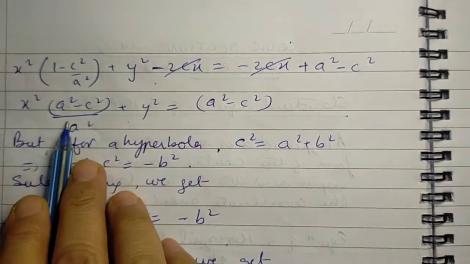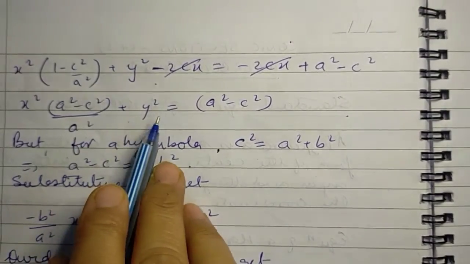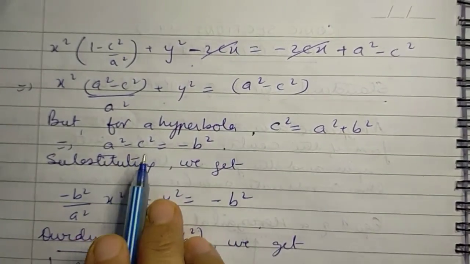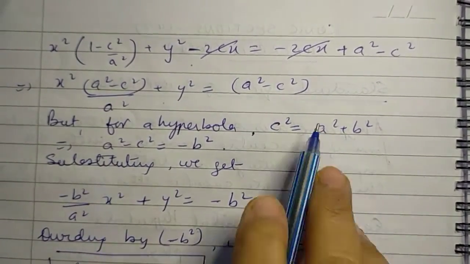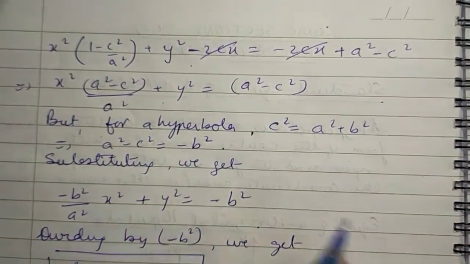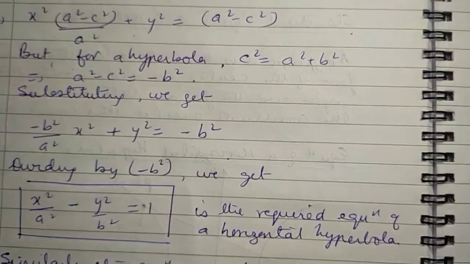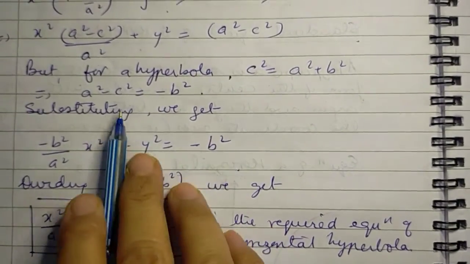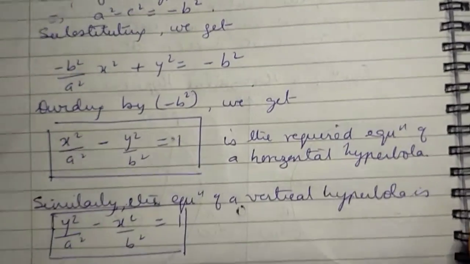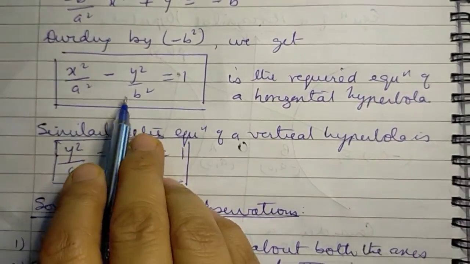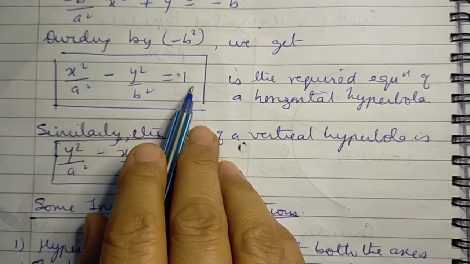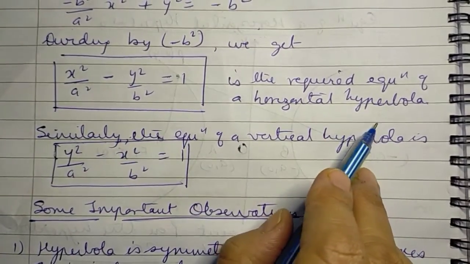x squared times (a squared minus c squared) over a squared plus y squared is equal to a squared minus c squared. But for a hyperbola we know that c squared equals a squared plus b squared, so a squared minus c squared would be minus b squared. So first of all we replace a squared minus c squared by minus b squared. Now dividing throughout by minus b squared, we get x squared over a squared minus y squared over b squared equal to 1, which is the required equation of the hyperbola.